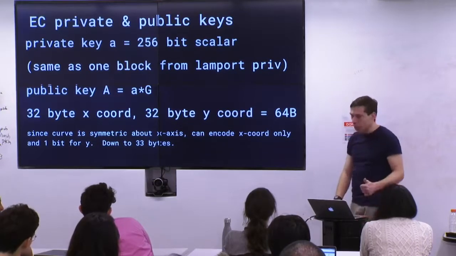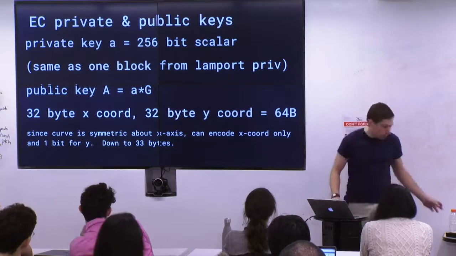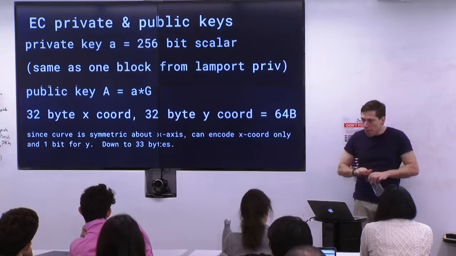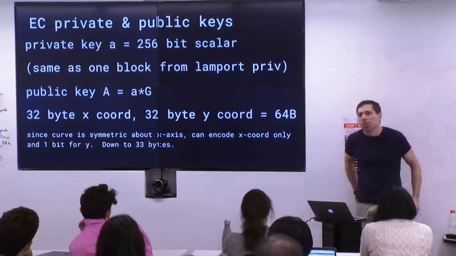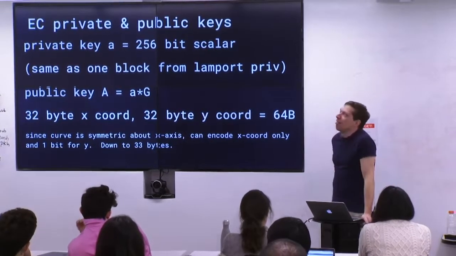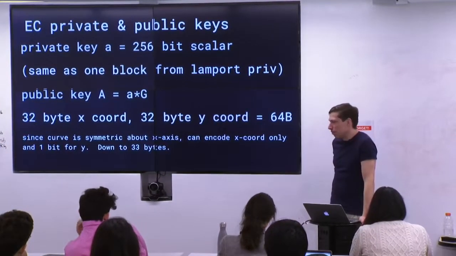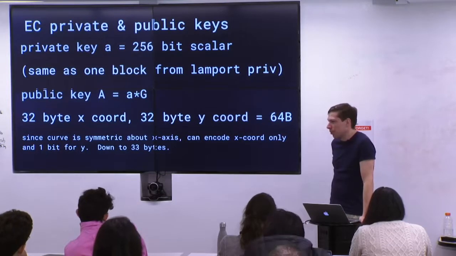Okay. Any questions so far? Could you encode an angle on same up and down? Could you just put it like an angle? Probably, but I don't think it would be smaller. I think you'd probably have the same size if you use some other coordinate system.